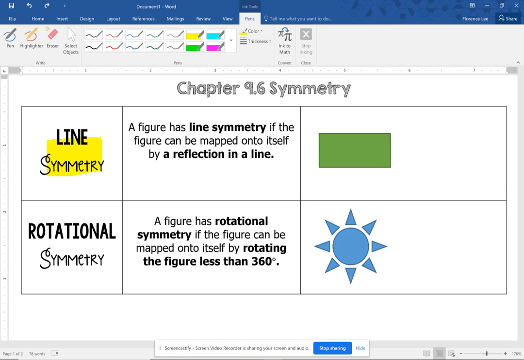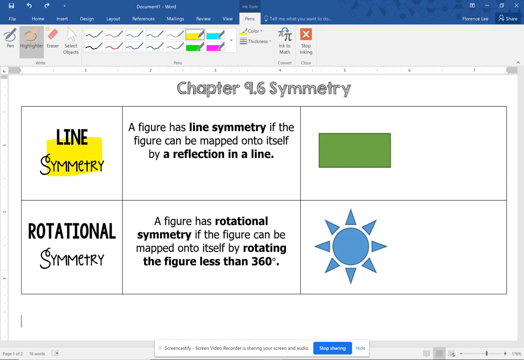The type of symmetry you would have learned would be line symmetry. What is line symmetry? A figure has line symmetry if the figure can be mapped onto itself by a line of reflection, a reflection in a line. This is why this is tied into our transformations unit, because we talk about reflections and rotations and things like that.